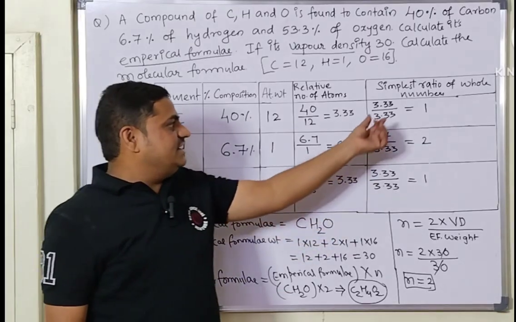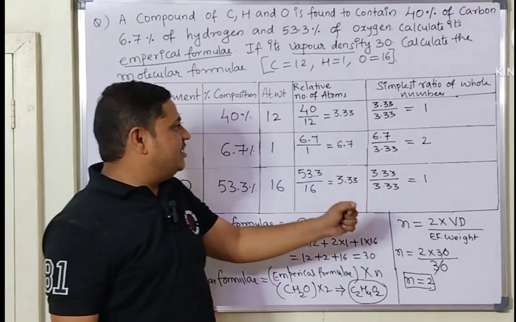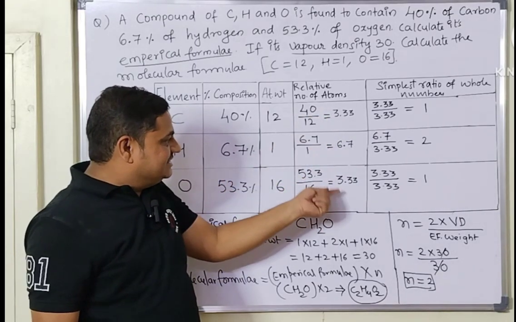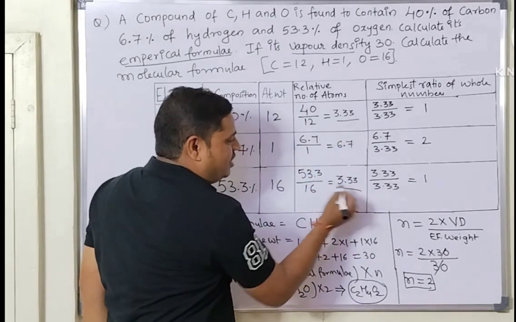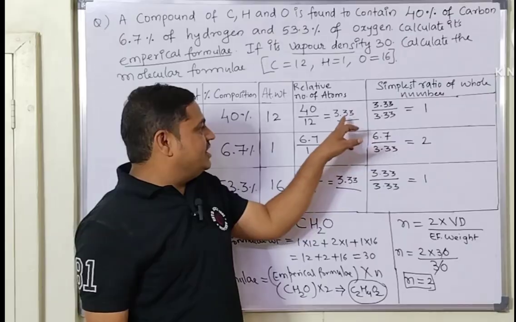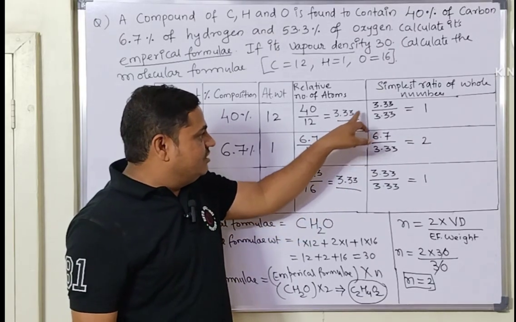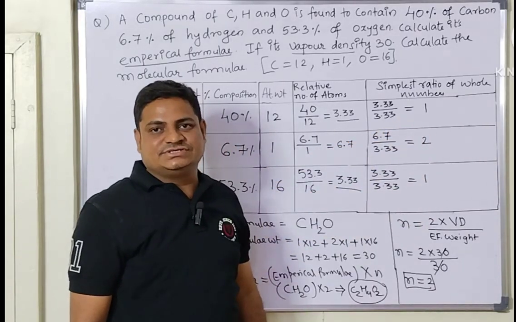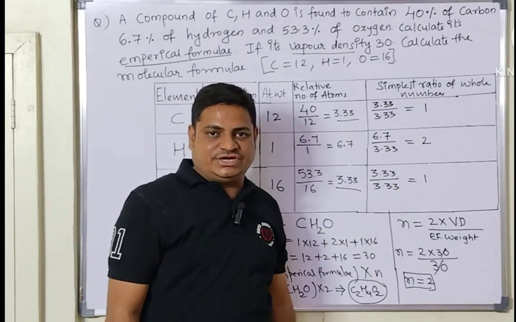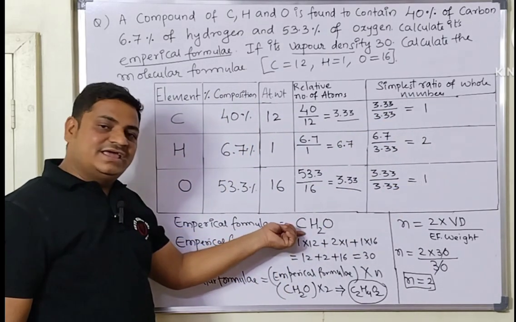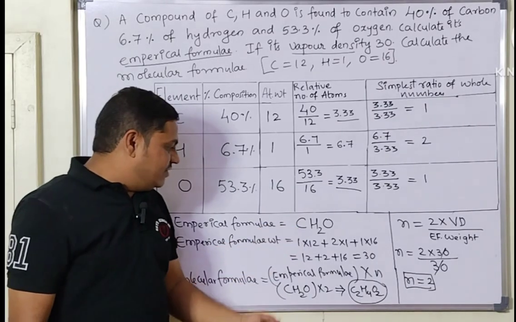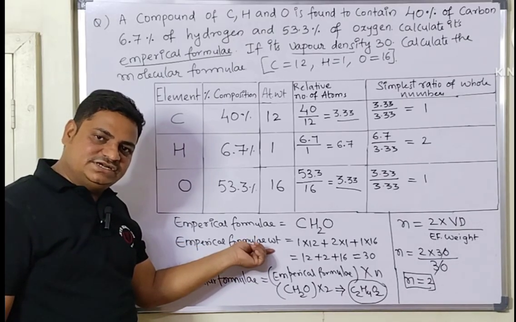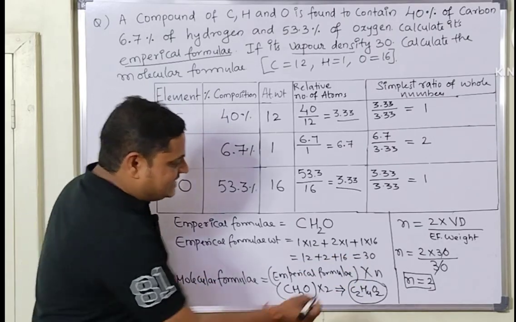After that, to find the simplest ratio of whole numbers, from the ratios you are getting here, the least value is 3.33, right? So whatever values I got as atomic ratio, I divided by the smallest value, and then I got these values. From the simplest whole number ratio, I can write the empirical formula. Once I got the empirical formula, I also calculated the empirical formula weight, which is 30.